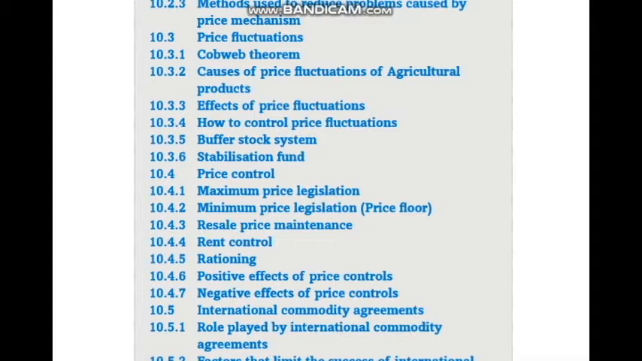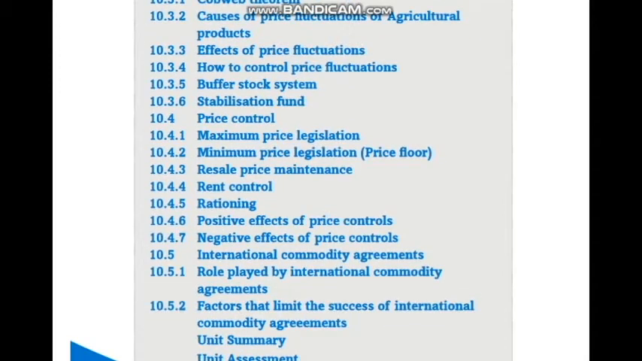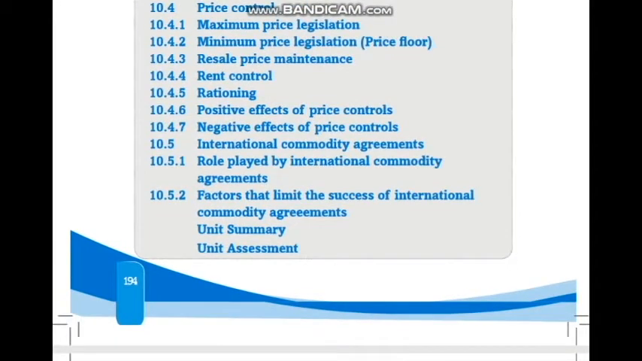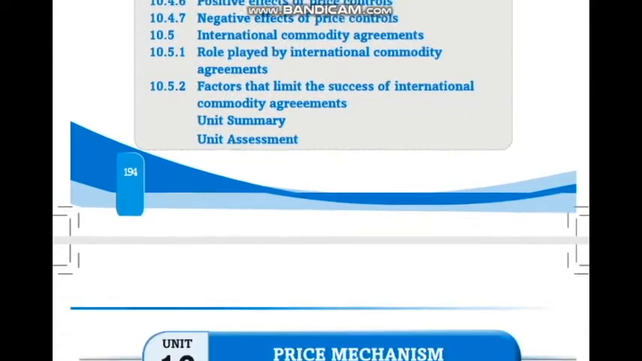products, effect of price fluctuations, how to control price fluctuations, buffer stock system, stabilization fund, price control, maximum price legislation, minimum price legislation or price floor, resale price maintenance, rent control, rationing, positive effect of price controls, negative effect of price controls, international commodity agreements, role played by international commodity agreements, factors that limit the success of international commodity agreements, and we shall end with the unit summary and unit assessment.